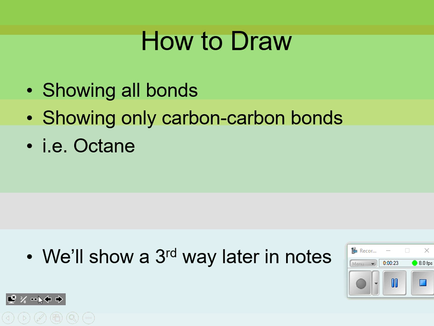Now there's a couple of different ways you can draw a long carbon chain that's mentioned at the beginning from the reading guide. You can either show all possible bonds, or you can show only the carbon-carbon bonds. What I'm going to do is switch over to the Smart Notebook here and show you how to draw octane, which hopefully you know oct is the prefix for 8, so an 8 carbon chain. And as I mentioned on the bottom of this slide, there's 2 parts to notes today. The second part of notes is going to show you a third way to draw this, but we will get into that again later on.